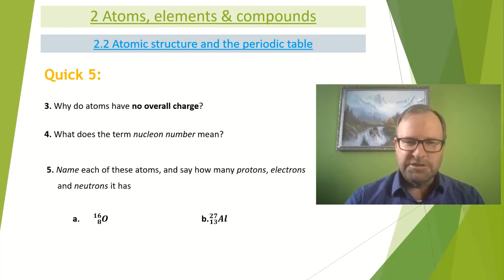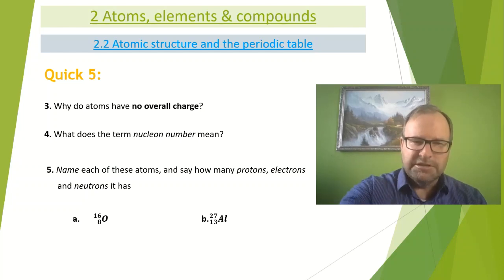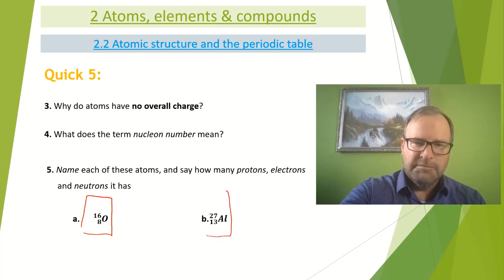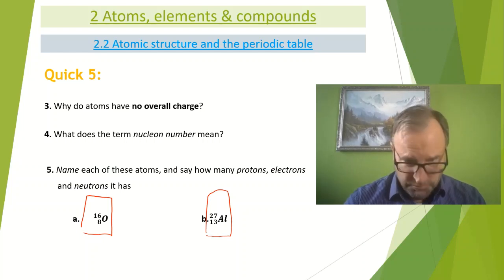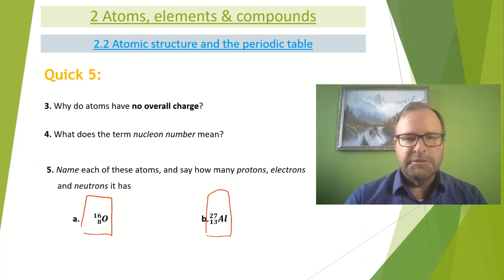And the last question I pose to you in this quick 5, name each of these atoms and say how many protons, electrons, and neutrons each has. So you can see here, we've got O for oxygen, if you don't already know, and then we've got Al for aluminium. Use your periodic table to help you out, or if you already know your first 20 elements, you already know that the symbol capital O is oxygen and the symbol capital A, little l, is aluminium. Have a go at these questions. Answers to follow shortly.